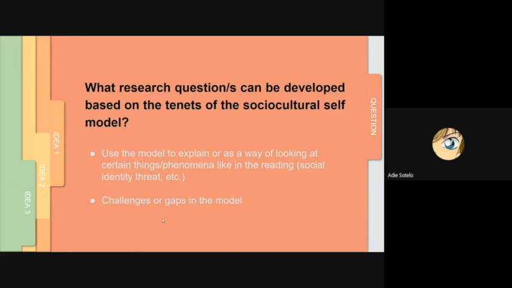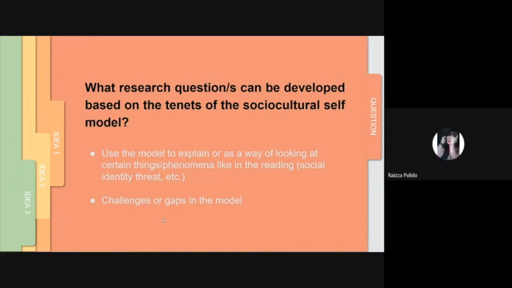Inisip po namin dun sa first option na using the model in order to effect change, siguro more of the intervention part na yon sa previous pair. So, dun na lang po kami nag-focus dun sa last two parts, yung using the model to explain a way of looking at certain things or phenomena, at saka po yung challenges or gaps in the model. Baka may na-hit naman po kaming spot dun sa original intention for the question. So, po-proceed po muna kami dun.